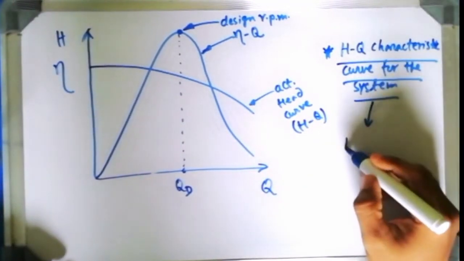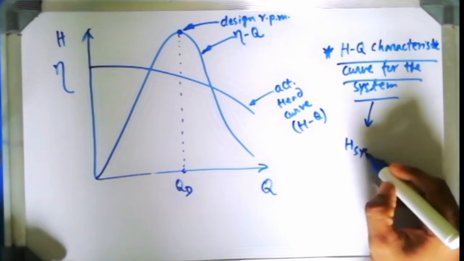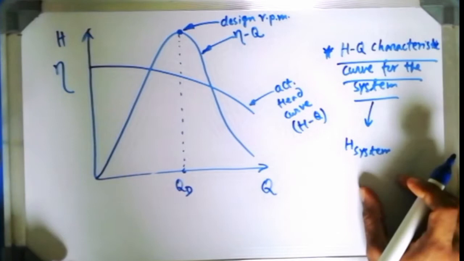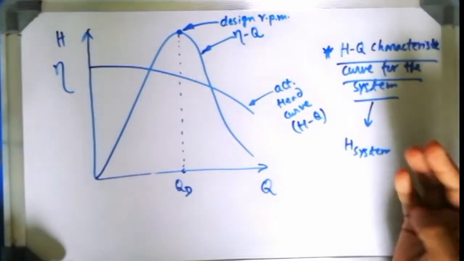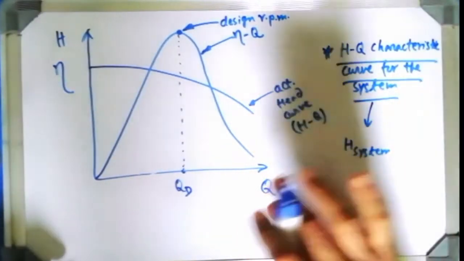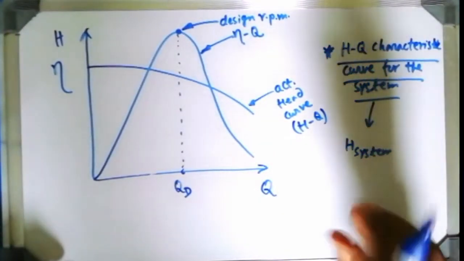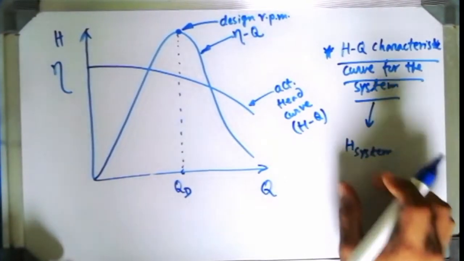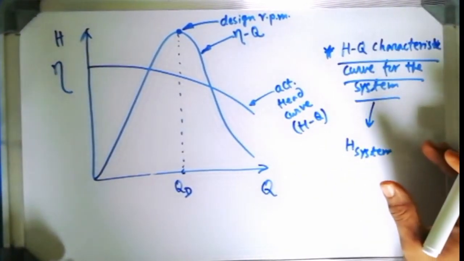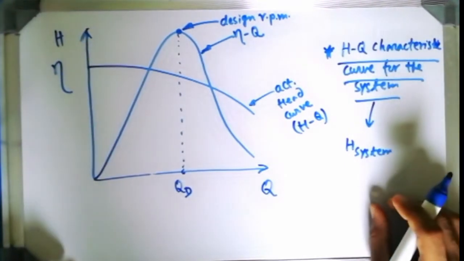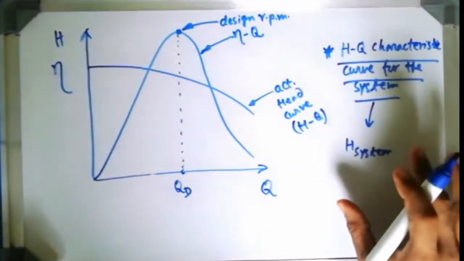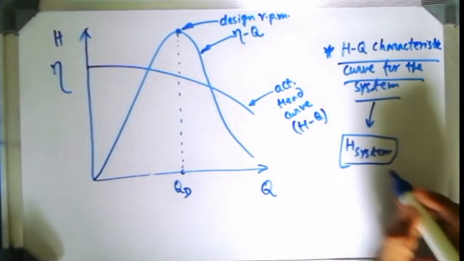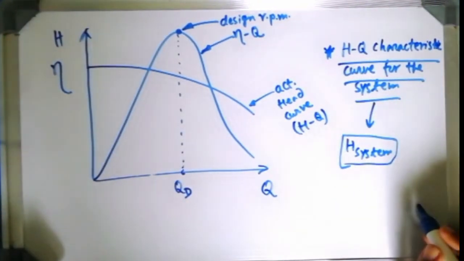The system curve is represented by H system, that means the head loss due to the system. Which system am I talking about? The system considers the strainer, the valve, the elbow fittings, the non-return valve. What are the fittings you have connected with the pipelines in the suction part as well as the delivery part? They all will encounter some amount of losses. So if you add all of those losses, the head loss due to those fittings will give you the head loss due to the system.